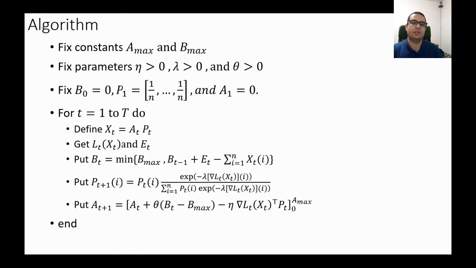Now, the main algorithm, a little simplified from the paper, is here. The two main conditions are given: A max and B max. Parameters eta, alpha, theta, and B0, P1, and A1 are the initial conditions, the initial decisions. We do the update rule, divide xt, and everything is straightforward.